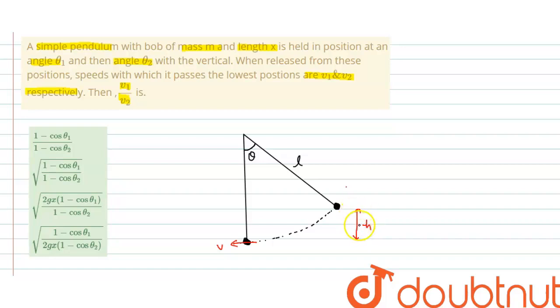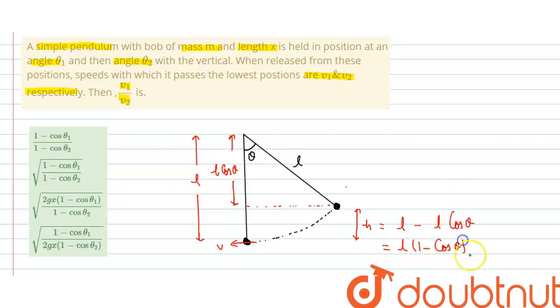So we have to calculate this vertical height, and for this you can see this is a right angle triangle and this is L. So from here this is L cos theta, and assume the total length of this string is L. So this height is L minus L cos theta, that means this is equal to L into 1 minus cos theta.